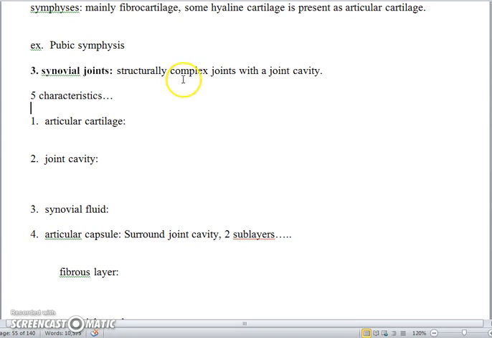But all right, so let's go back to this. All right, so 5 characteristics for our joints. We've got articular cartilage. If you don't remember articular cartilage from when we did it the other day, that is a protective cartilage cap that goes over the ends of the bones. So you've got that. You've got a joint cavity. I'm not going to add anything on joint cavity, guys. A joint cavity is a joint cavity.